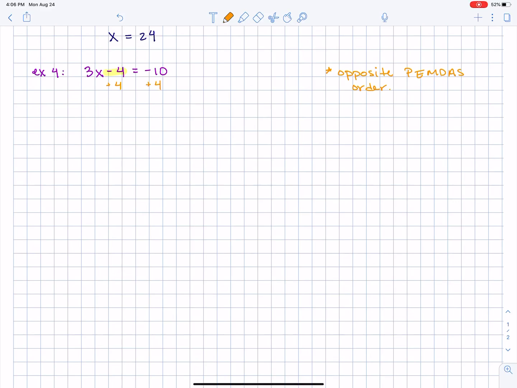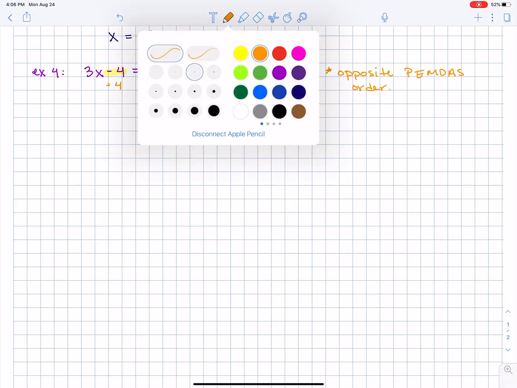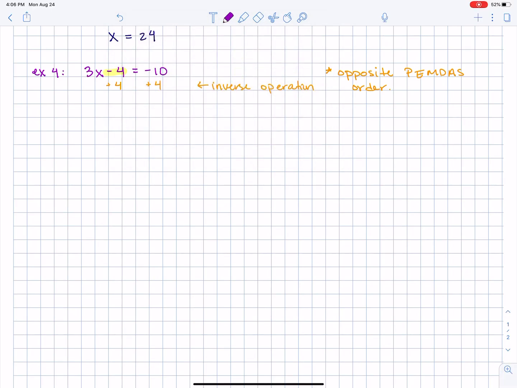So there is one inverse operation. There's one step. Switch back to purple here. So the reason we do these inverse operations is because it cancels it out. It goes back to 0. -4 plus 4 is 0. So then we have 3x is equal to -6.